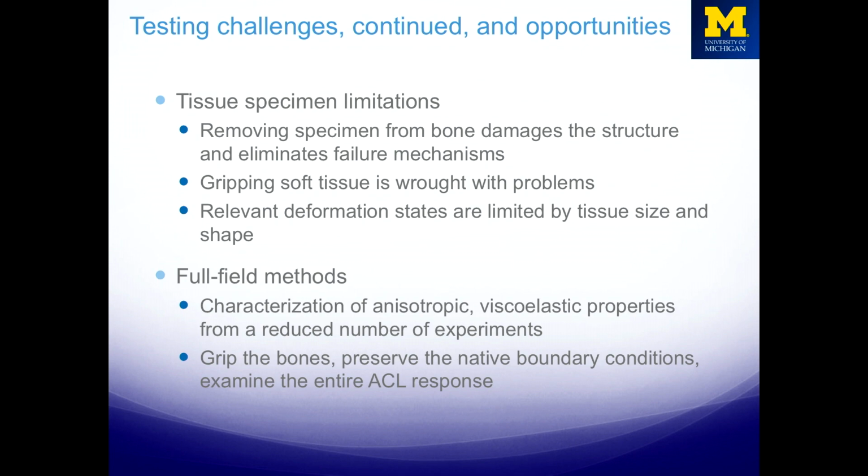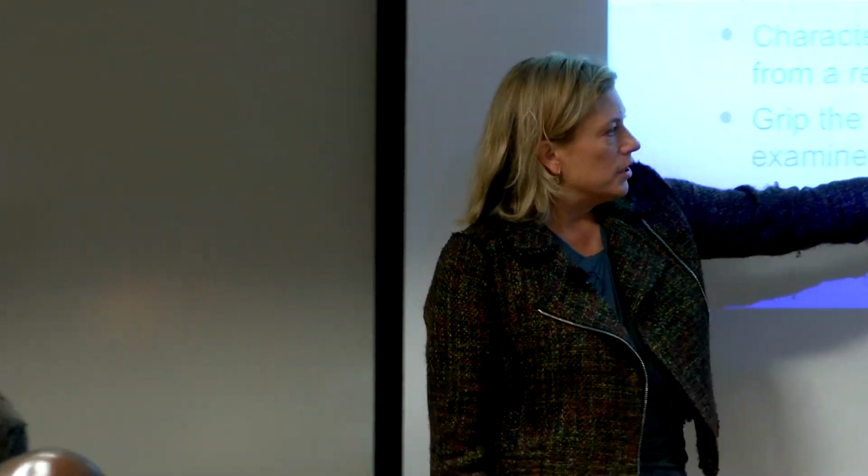And in the case of the ACL, leave the bones attached, grip the bones, and do the measurements from there, keeping those native boundary conditions. So the native boundary condition being the enthesis, or insertion into the bone, because that's often where failures may be occurring too. And we can examine the whole response.